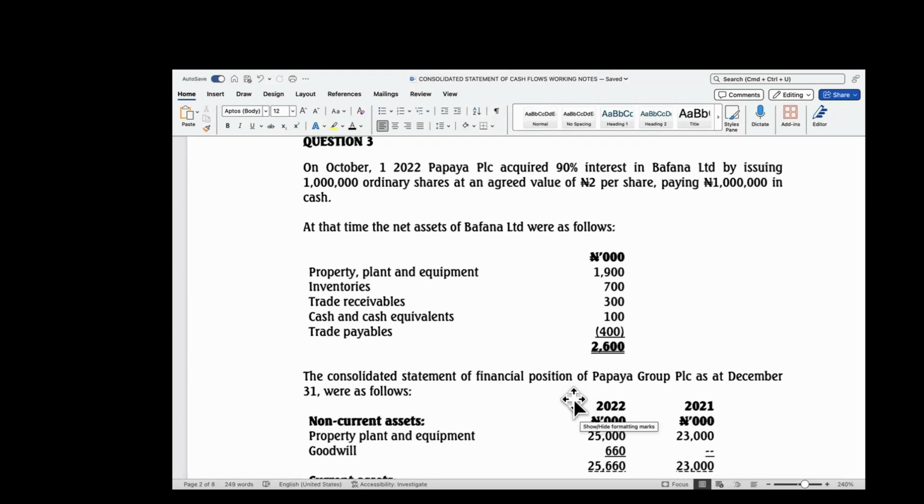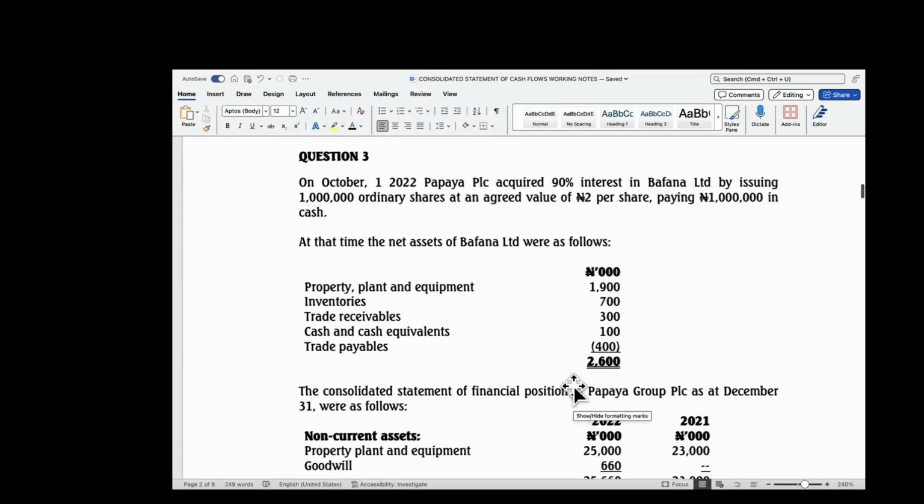Oh, sir, they paid 1 million cash. Plus the amount of shares they paid, that's 3 million, sir. They paid 2 million in shares, then they paid cash of 1 million. So the total consideration is going to be 3 million. Okay, so it was a shares and cash consideration.